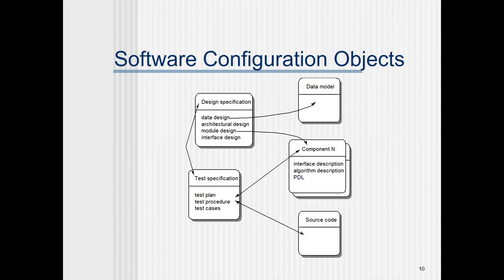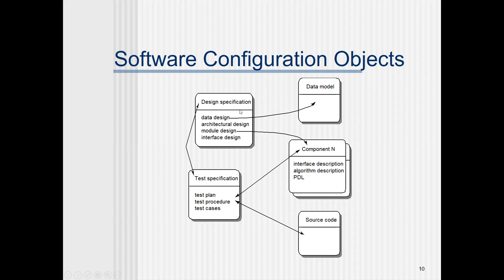Am I clear? Then we have something called architecture design. Already we know what architecture design is all about. Module design also we know. Interface design also we know. So architecture design and module design are otherwise called high level design. Interface design is otherwise called low level design. All the designs come under design specification.